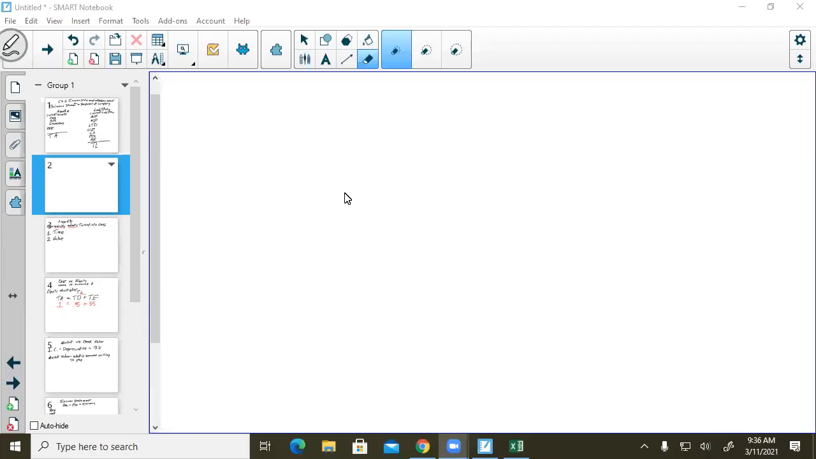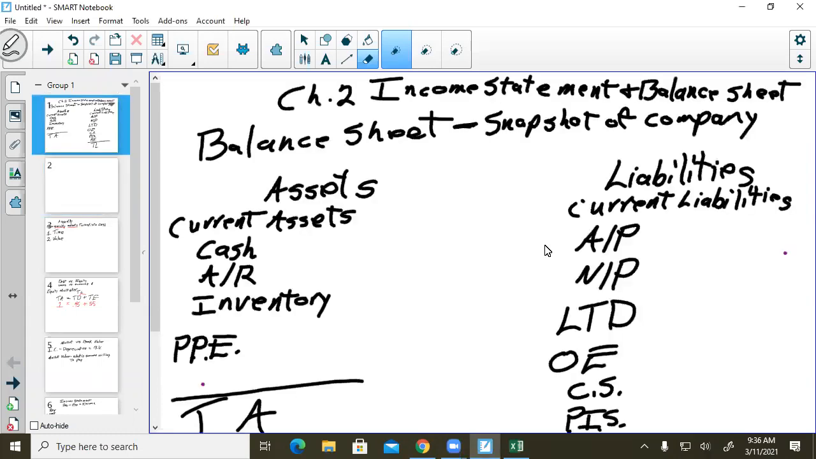All right, so let's jump into this. Let's start chapter 2. Okay, we're on page 21, and we're going to start with the balance sheet. So, what is a balance sheet? You guys remember this is a review of your accounting. So, what do you remember from accounting? What does your balance sheet do for you?